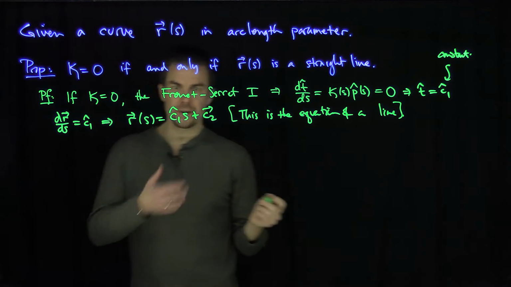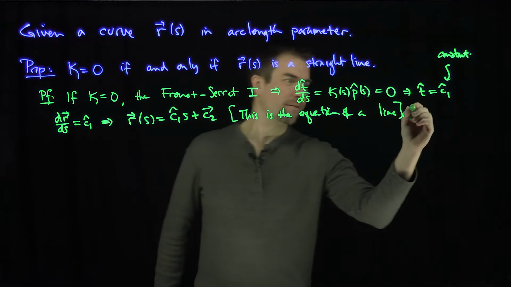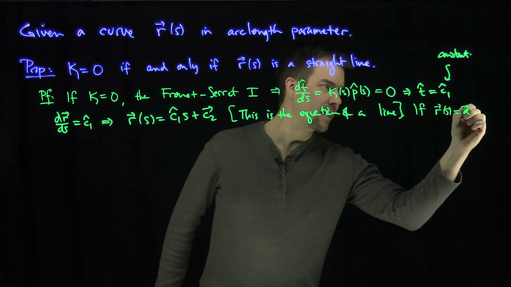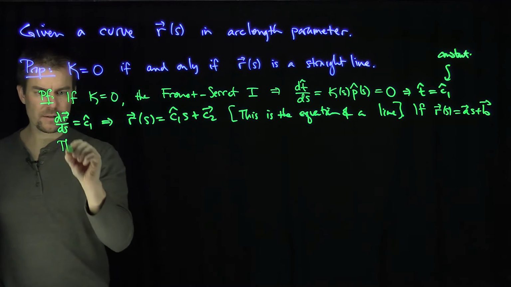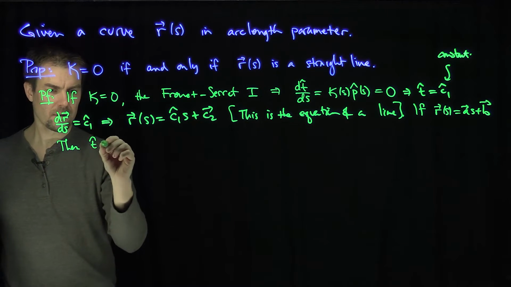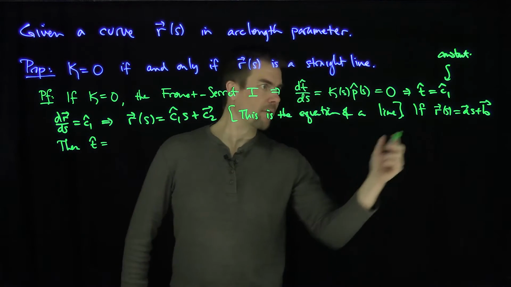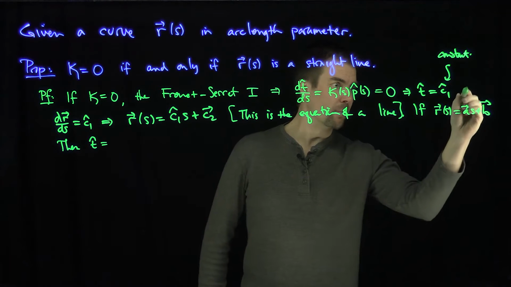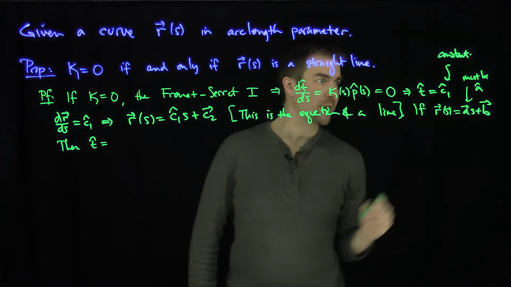Okay, now conversely, if R of S is a line that looks like this, then I can do two derivatives. If R of S is a s plus b, then T hat is going to be what? It's going to be a unit vector in the direction of a. So of course, if this is an arc length parameter, then a has to be a unit vector. So note that this vector a must actually be a hat because it's an arc length parameter.